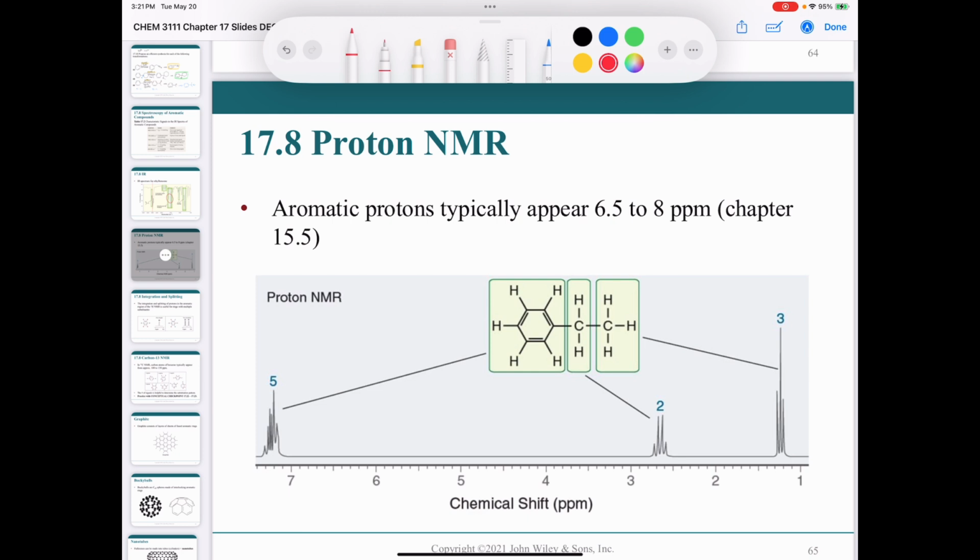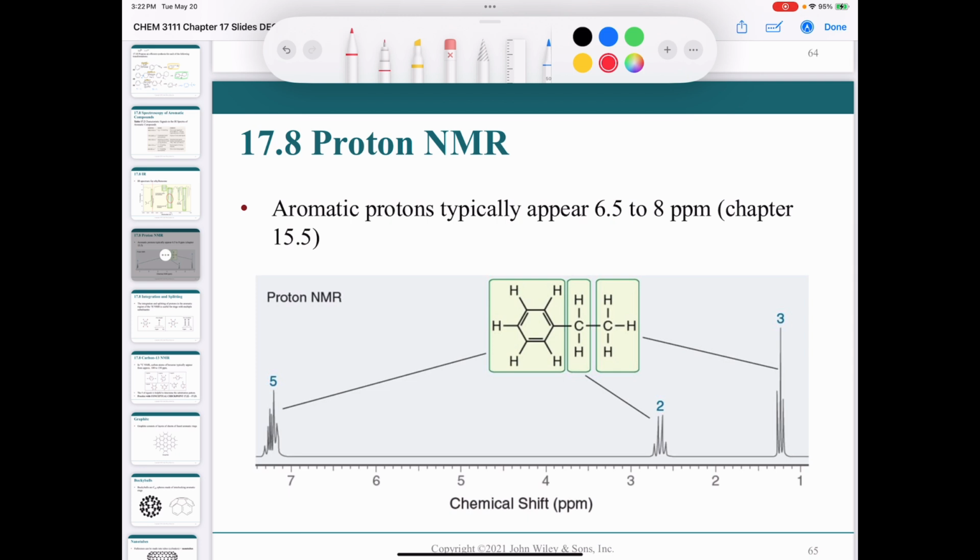Back in the chapter on nuclear magnetic resonance spectroscopy, we discussed the anisotropic effects of an aromatic ring. Specifically, the motion of the pi electrons in the ring generates a local magnetic field that effectively de-shields the protons connected directly to the ring, meaning they're going to have a higher chemical shift than you might expect. The signals of these protons typically appear between 6.5 and 8 parts per million.